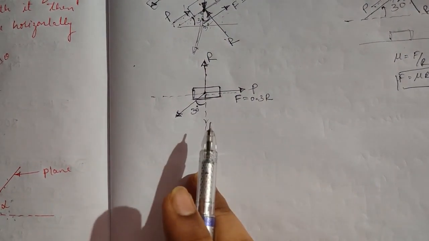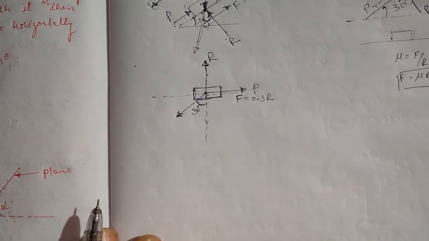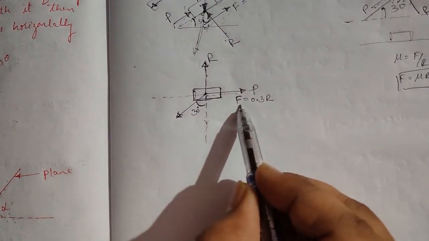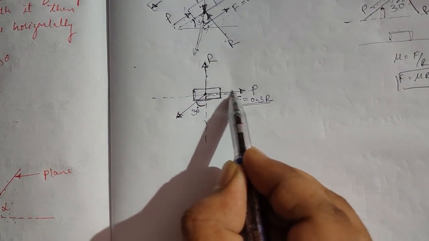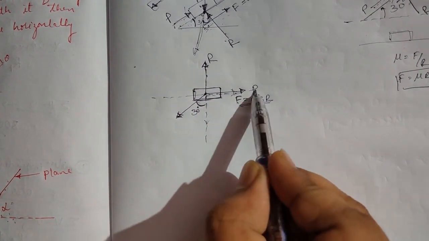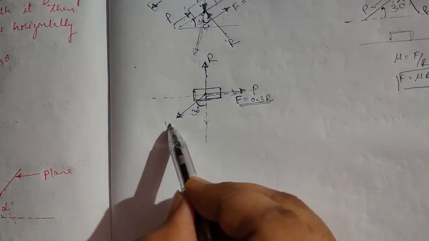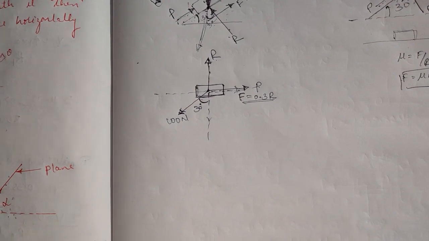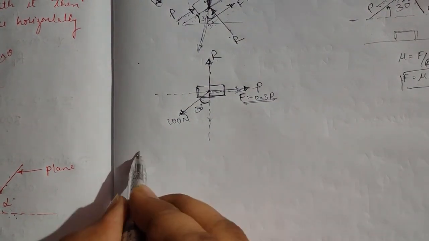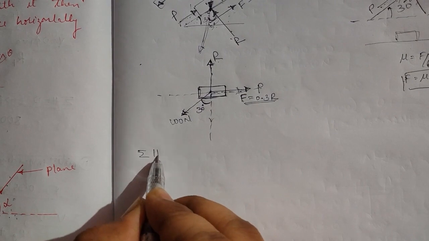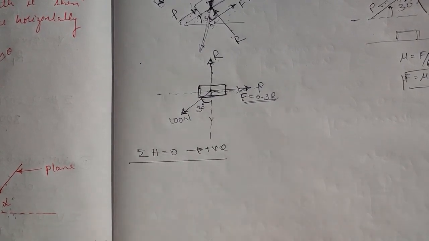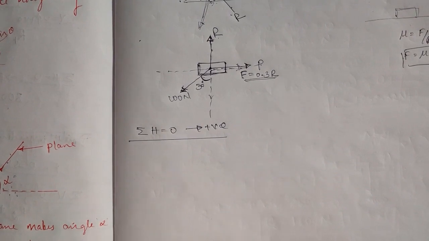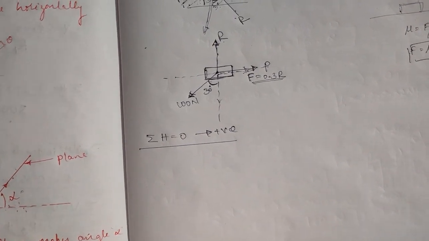Okay, now you can solve by the equilibrium forces concept. So the F value is 0.3 R, which is in the direction of this only. So we have force F, we have P, R, and also the 100 Newton force. We'll take them one by one, that is sigma H equal to 0, taking left to right as positive. One minute, I'll adjust.